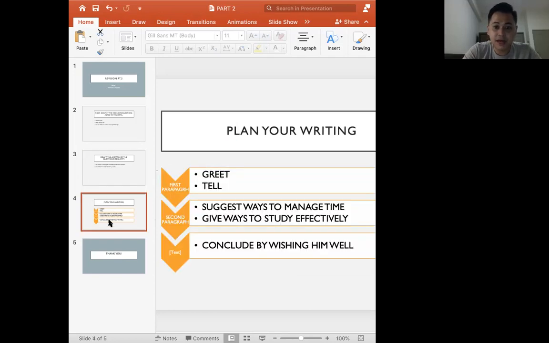So please remember to keep it around 100 words, maybe maximum 120. Do not exceed 130, 140. That will be too much, because we are considering the time constraint that you have during the examination.